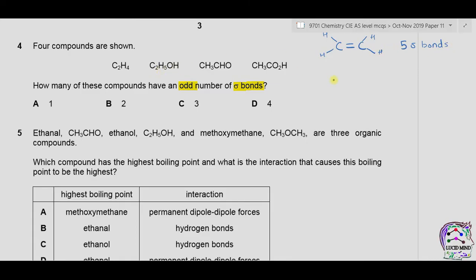Second is ethanol. In ethanol we have 2 carbon atoms, 5 hydrogen atoms, one OH group. Now the number of sigma bonds is 8.